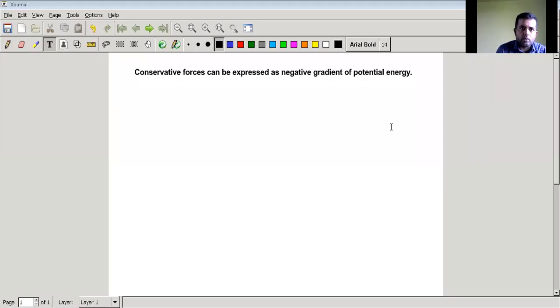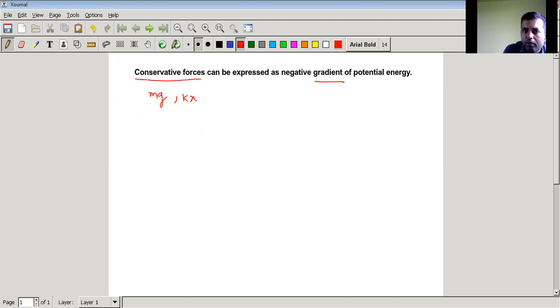Today we are going to talk about the point which you can see on the screen, that conservative forces can be expressed as the negative gradient of potential energy. So let us understand it one by one. Conservative forces, we are going to talk about the gravitational force, that is mg, and the spring force kx. They are conservative forces. They can be expressed as the negative gradient of potential energy.